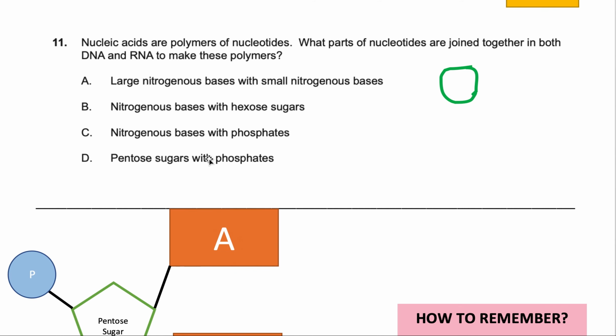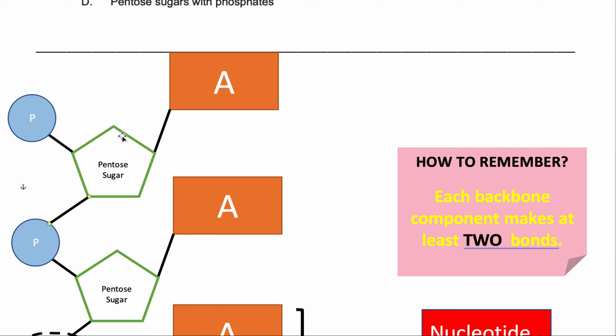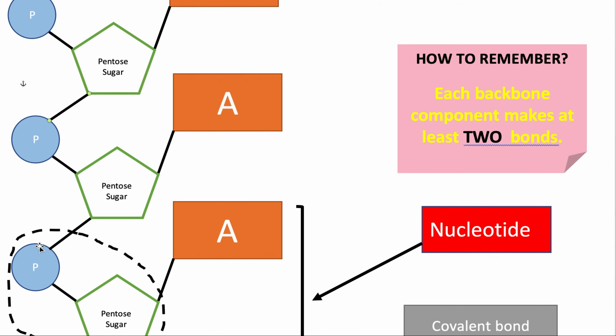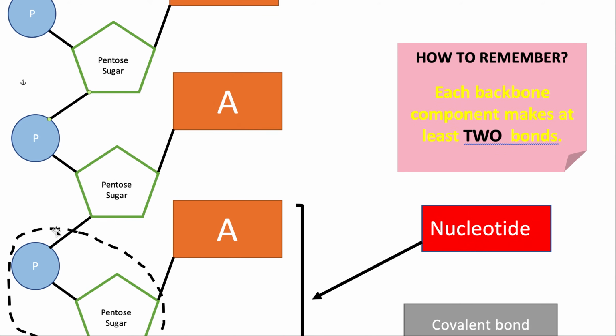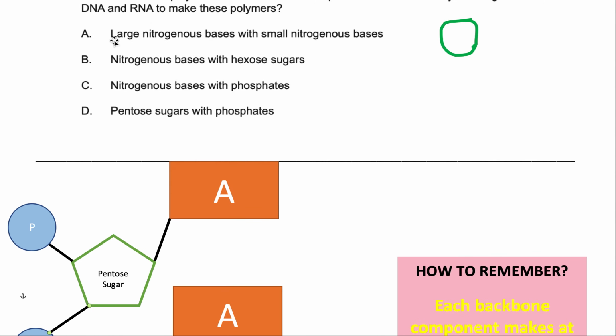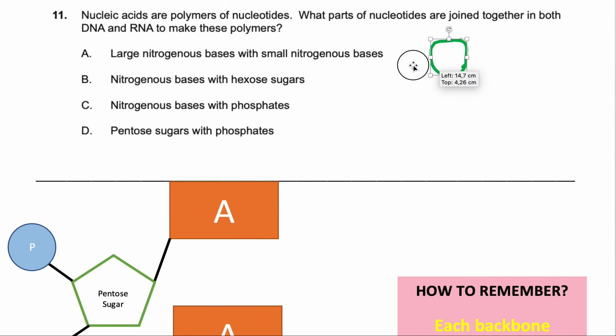D: pentose sugars with phosphates. So now we get to it. We have the pentose sugar bonding with the phosphate. The pentose sugar of one nucleotide bonds to the phosphate of the next one, and then the pentose of that one will bind to the phosphate of the next one. This way, they're all linked up together. So the answer is definitely D.